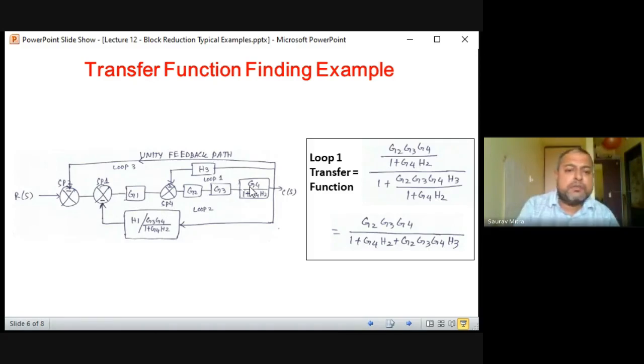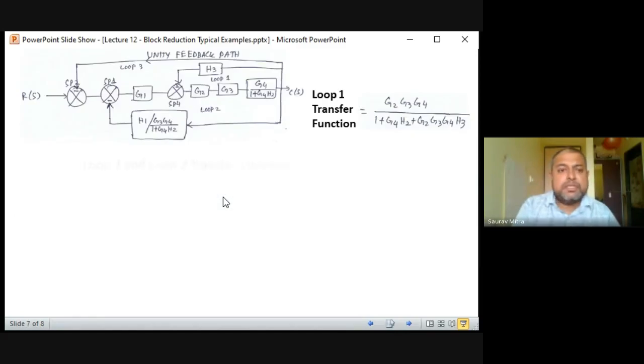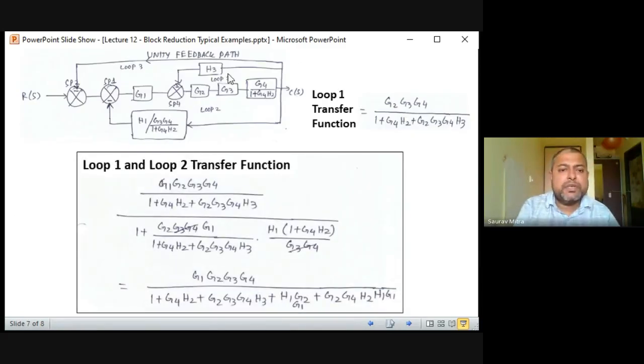So G2, G3, G4 divided by 1 plus G4 H2, divided by, feedback with H3. If you solve it, it comes like this. So both the terms are positive. That means those feedbacks are negative feedback. So this is the understanding thing. This is the first thing we have solved.